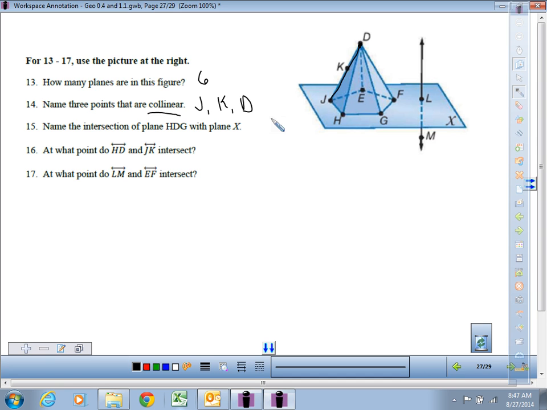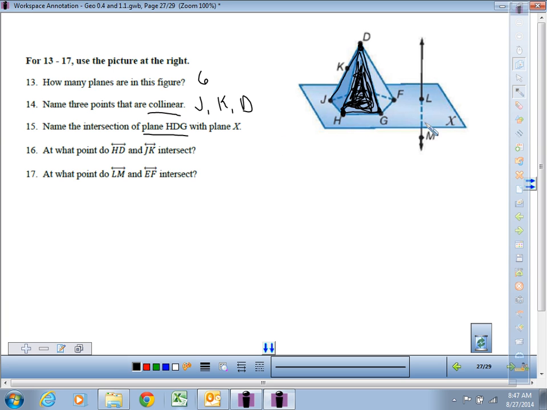Name the intersection of plane HDG. So we named it with 3 points. Let's go over here and find plane HDG. Here's H, here's D, here's G. HDG would be this front plane right here, that triangular plane there. That triangle right there represents that plane.